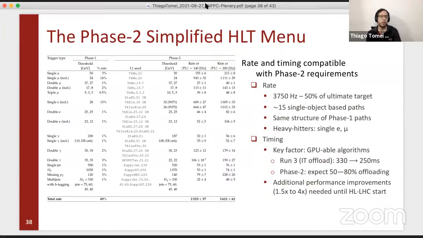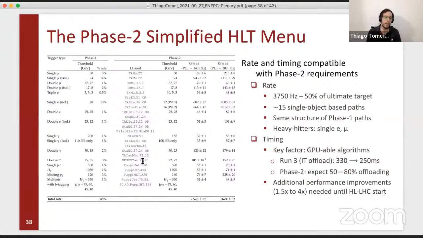We have more or less the same structure, so we have paths that select on single and double muons, triple muons, and so on and so forth. And the rate is again dominated by some heavy hitters like the single electron and single muon isolated ones that all by themselves take 1 kilohertz of rate. Remember, 1 kilohertz of rate is more or less the total HLT rate in the high-level trigger right now.